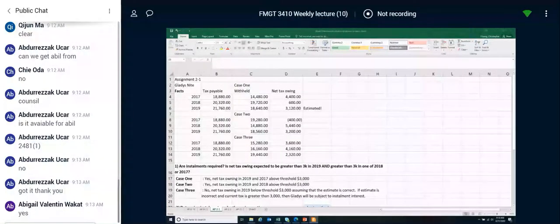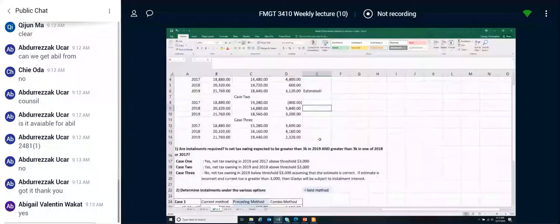For each case they want you to confirm whether or not installments are required for the 2019 taxation year, show all the calcs, and the amount that would be required under the approach used in the CRA installment reminder. And then it asks you to indicate if there's a better approach. So that's in part A. Part B is to say, what are the dates?